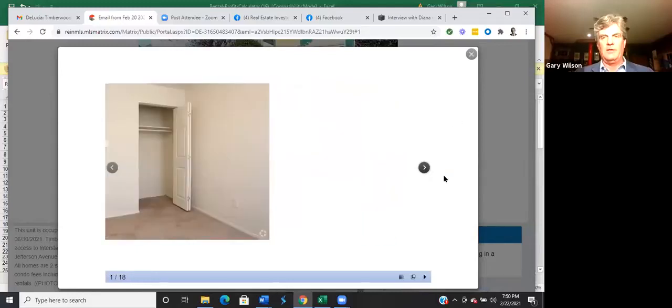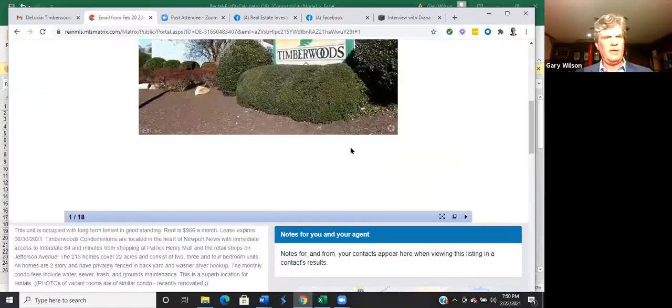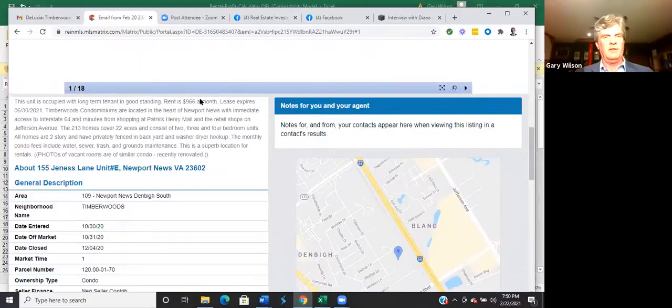In any case, there's more information here. Oh, here we go. It tells you where it is: 213 homes on 22 acres, so lots of free space. 2, 3, and 4 bedroom units, with an average of 3 bedrooms. I know this area well. It's close to everything. There's the rent right there.